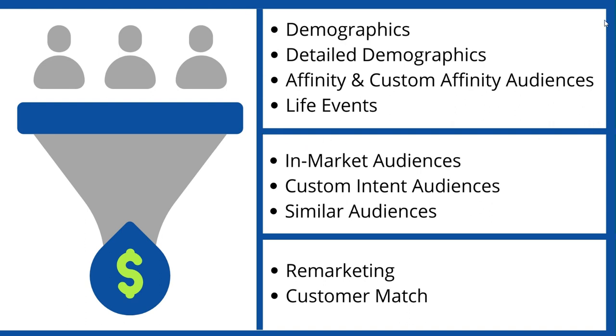If you're trying to drive conversions, you want to go with things like in-market audiences, custom intent audiences, or similar audiences. And then down at the very bottom, people who have already interacted with your business or people who have already either purchased from you or given you some of their information like their email, their name, their zip code. Customer match and remarketing audiences are always going to perform best in Google Ads.